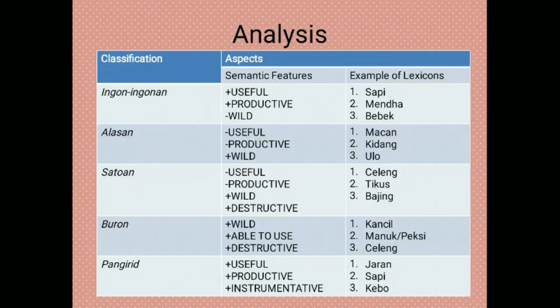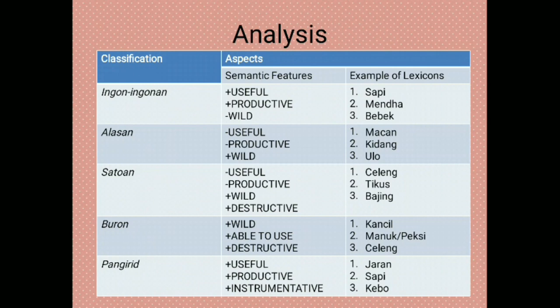So for the classification ingon-ingonan, the semantic features are plus useful, plus productive, and minus wild. The example lexicons are sapi, mendo, pepe. So sapi, mendo, pepe are the lexicons for the classification of ingon-ingonan. So ingon-ingonan is usually the concept, and the lexicons are the categories, right? Here, I'm not sure whether semantic features are included in the discussion of cognitive semantics because, if I'm not mistaken, it is also related to traditional semantics, particularly componential analysis.